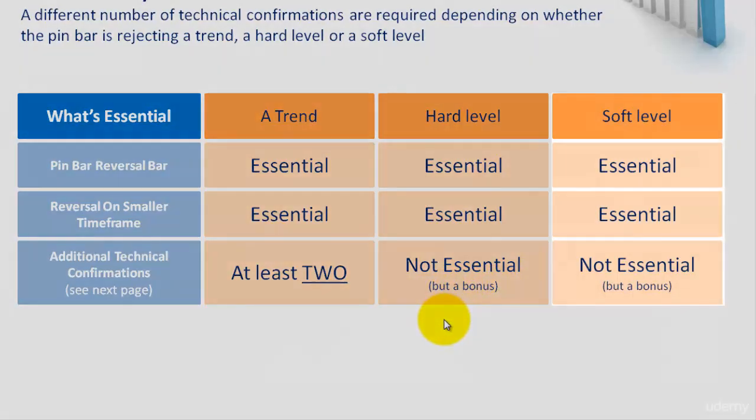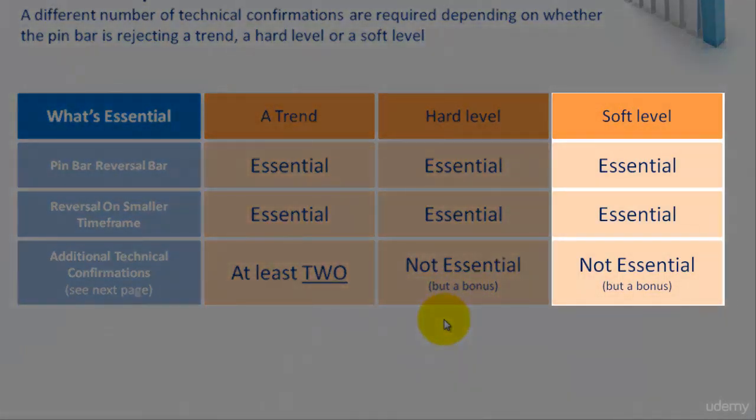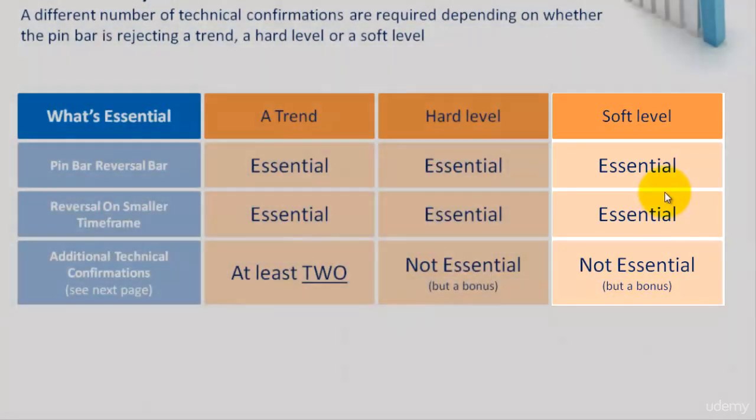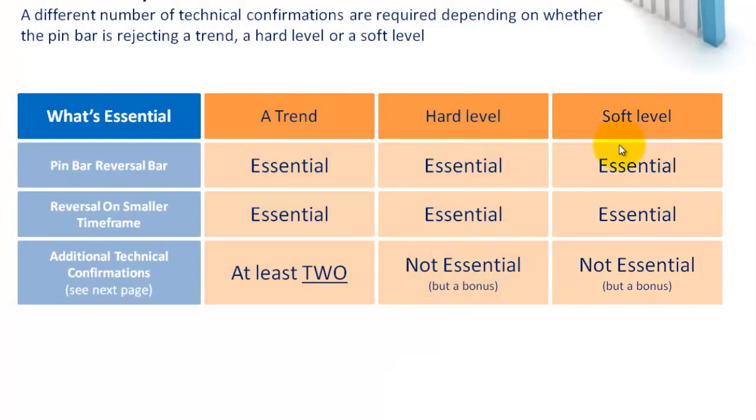And for a soft level, i.e. a level which has been broken in the past year but also respected, it is essential to have a pin bar reversal, obviously, and also a reversal on a smaller time frame. But it's not essential to have technical reasons. However, it is a bonus.